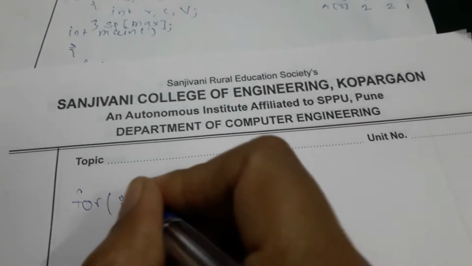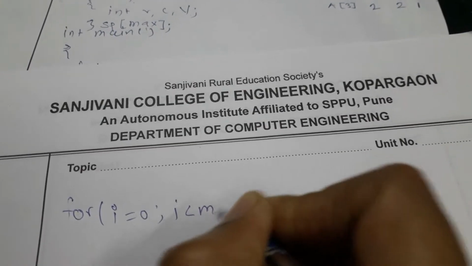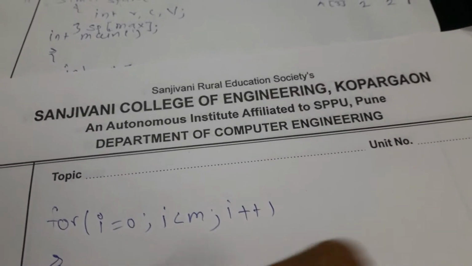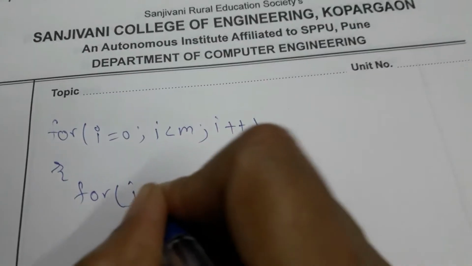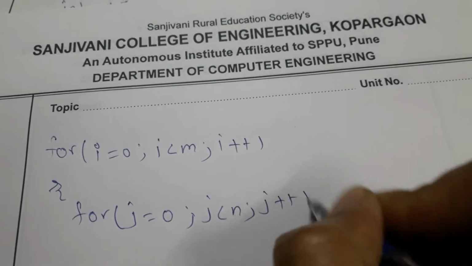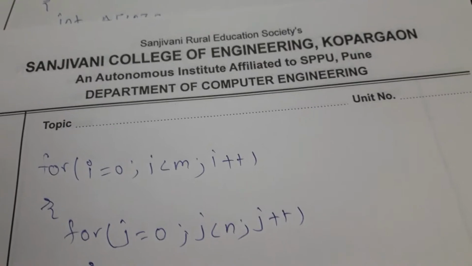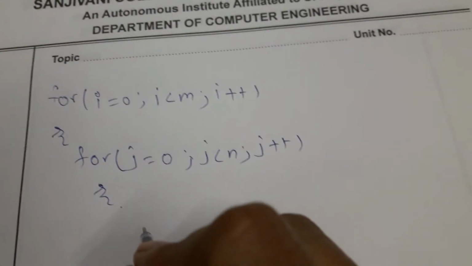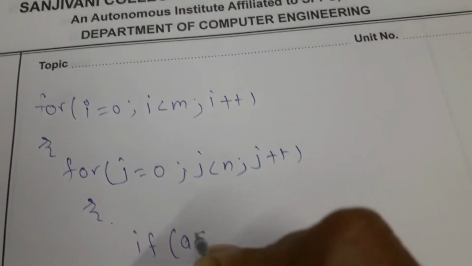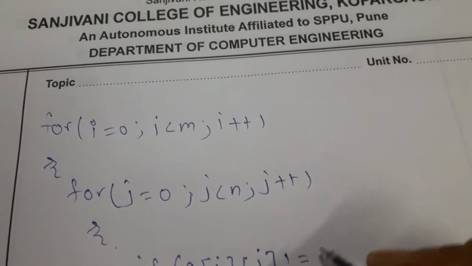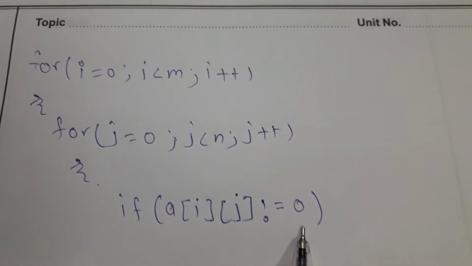For i is equal to 0, i is less than m and i plus plus. Then for the column, take a for loop, j is equal to 0, j is less than n and j plus plus. Now in that, for every element we are checking whether it is 0 or non-zero. So here, if a of i j is not equal to 0.